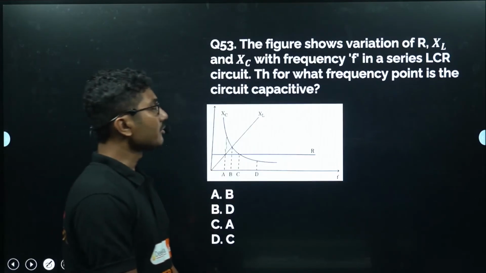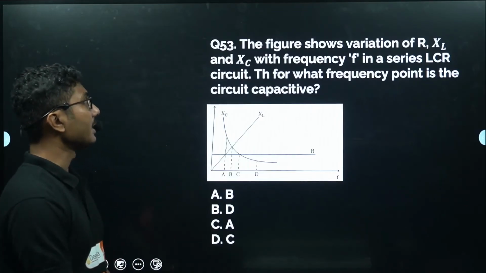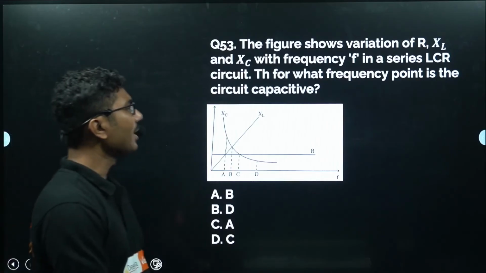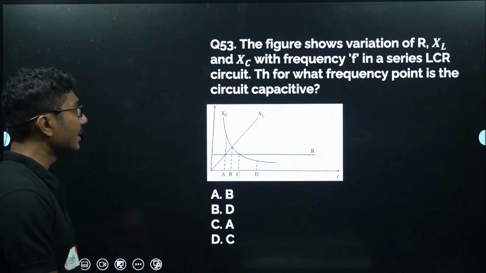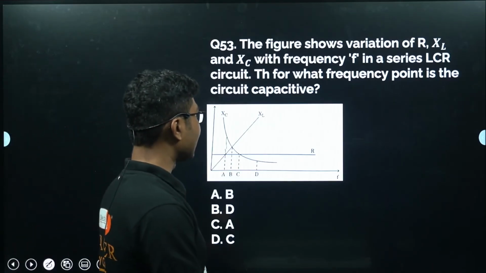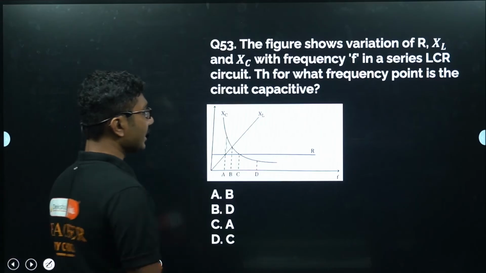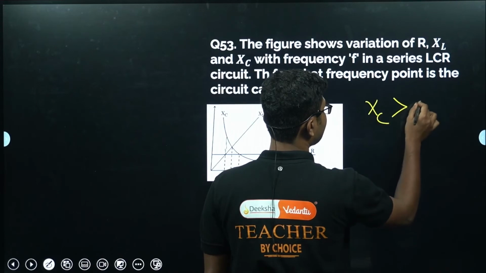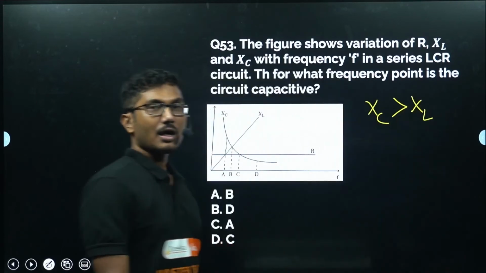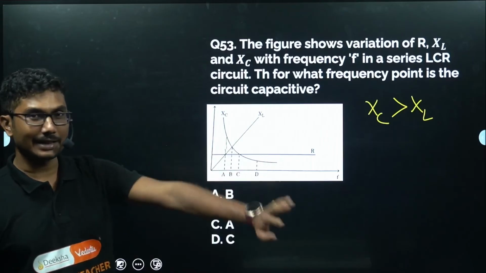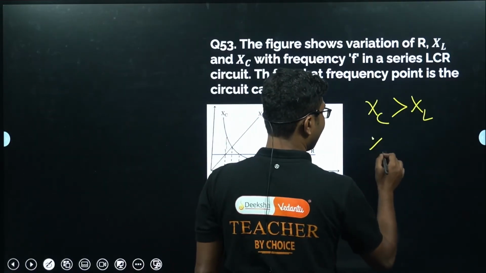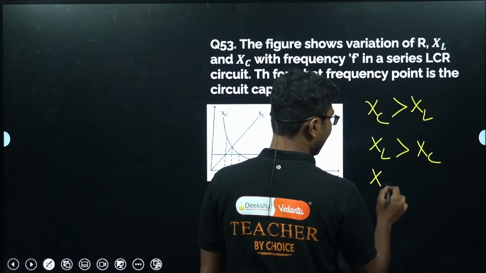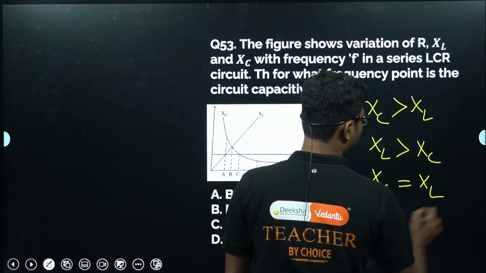Now, this is also a very important question from alternating current. The figure shows a variation of R, XL and XC with the frequency f in a series LCR circuit. For what frequency point is the circuit capacitive? Remember that the circuit is capacitive only when XC is greater than XL. It does not have anything to do with R. The circuit is inductive when XL is greater than XC, and the circuit is in resonance when XC equals XL. This is the condition of resonance.